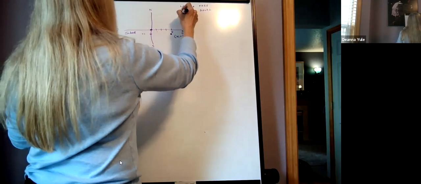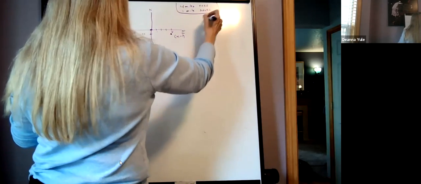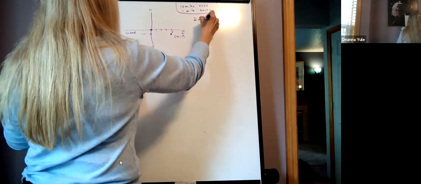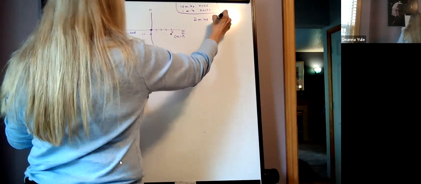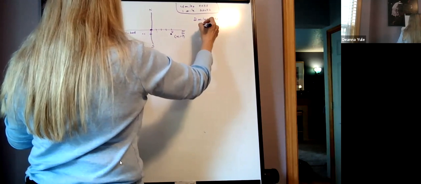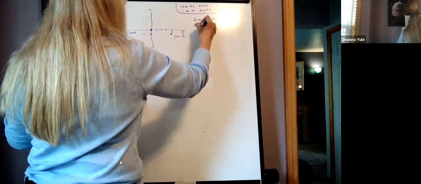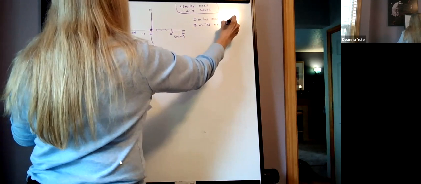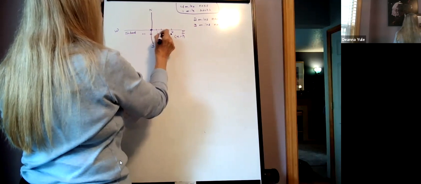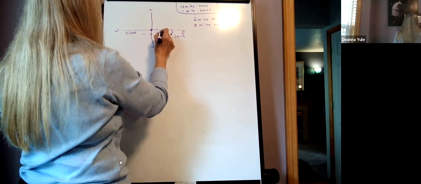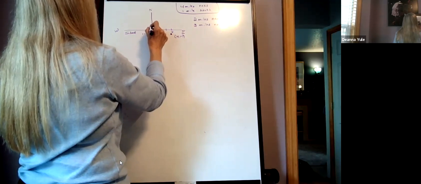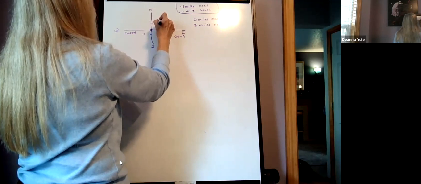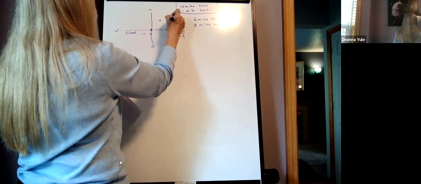For the other one, I am going to be 2 miles east, and I am going to be 3 miles north. So I need to plot that point. Here's 2 miles east, 1, 2, I went east, and now I'm going to go north, 1, 2, 3. So here's my point, (2, 3).